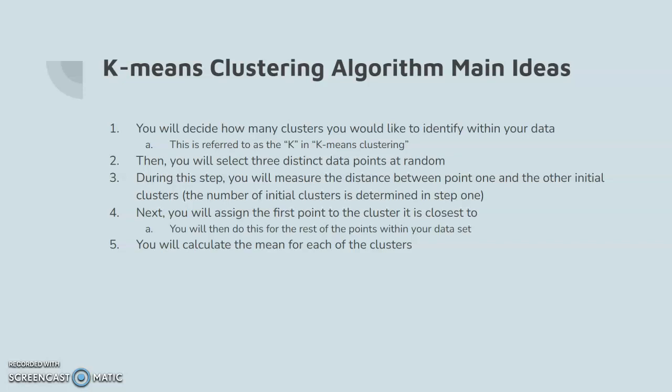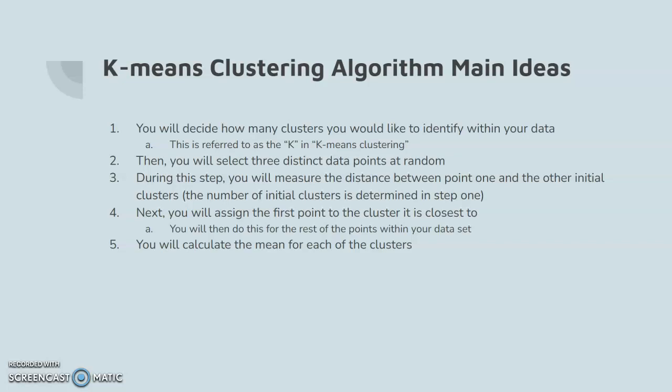So first, you're going to decide how many clusters you would like to identify within your data set, and this number is referred to as the k in k-means clustering. Then you will select 3 distinct data points at random, and this number can be any number. 3 is the number that was used in the video.